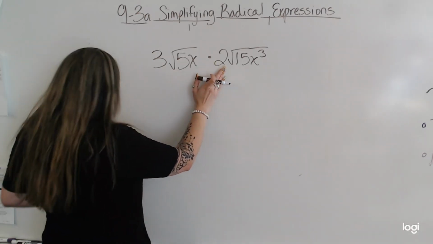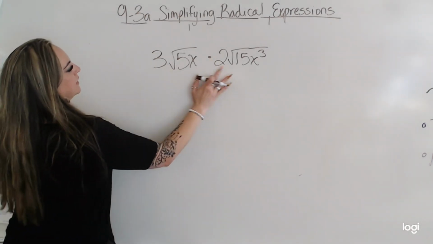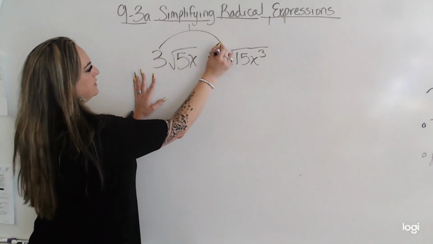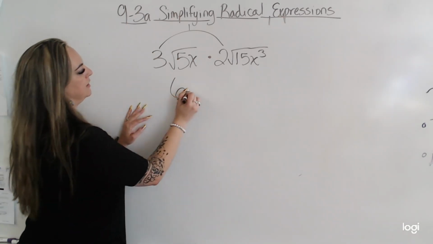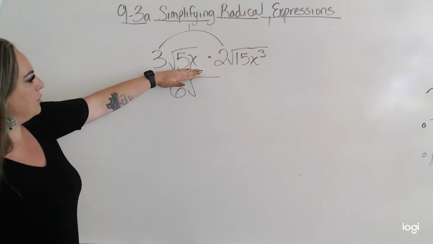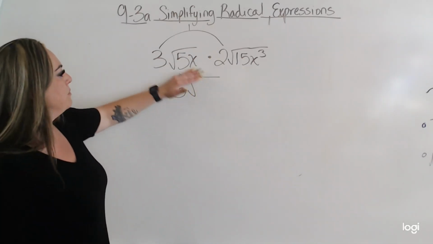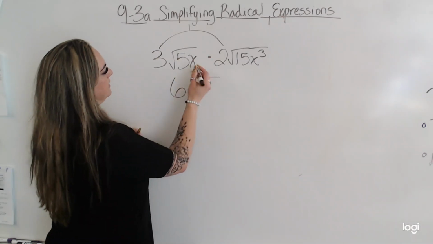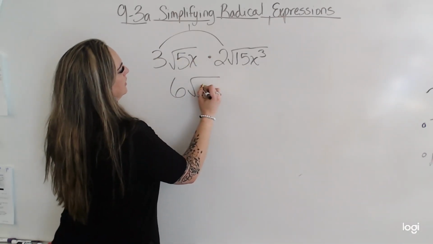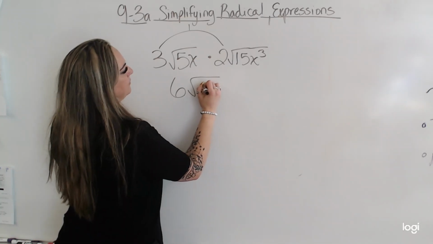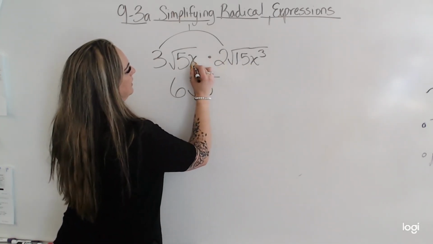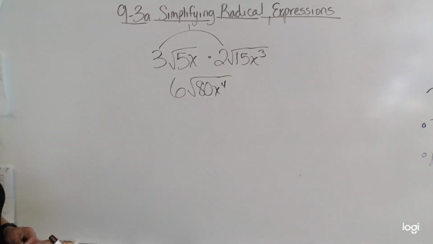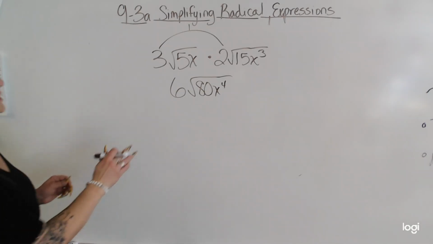So these numbers are outside. These are being multiplied. And these two numbers are out front. So we can just multiply these. We get 6, okay? Now we can take what's underneath this radical and we can multiply that. So we multiply these and we get 80. And then x to the 4th. Okay? Nope, this is 75.